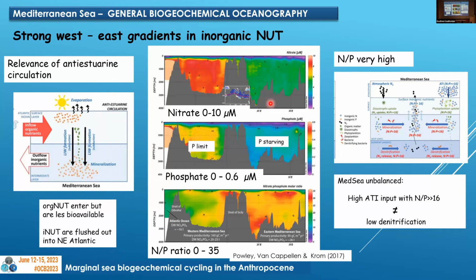Another fact for the Med Sea is the very high nitrogen to phosphorus ratio. And after many debates, the main reason to explain this fact is that there is an imbalance between the high atmospheric and terrestrial input of matter with a very high N:P ratio that is not compensated by the nitrification, because remember that this basin is very well oxygenated. So it's this imbalance between processes that makes the Med Sea an anomalous area with N:P ratio very high.